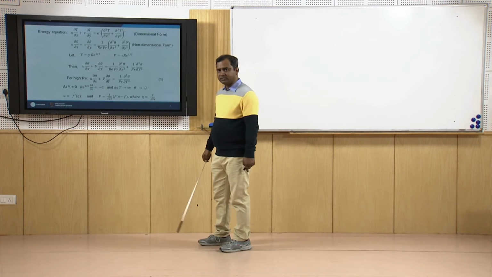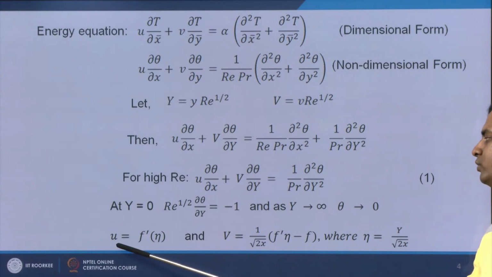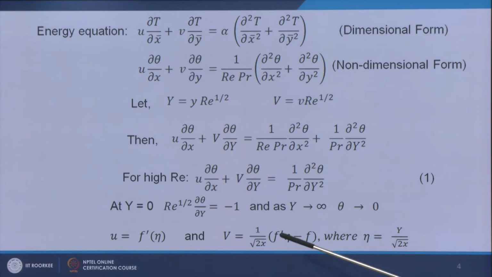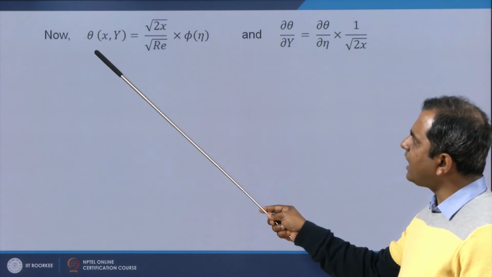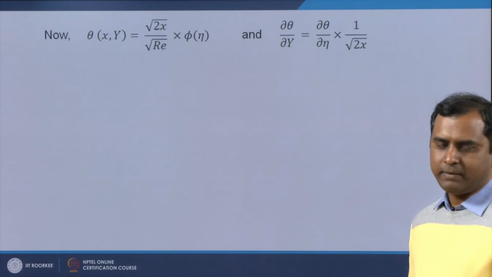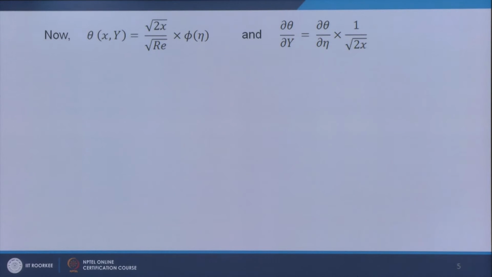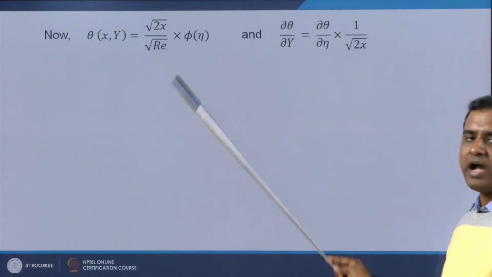Now as we have done in the previous lecture also, we will take eta as capital Y by root over 2x, the similarity variable, and using this we can write u equals f dashed of eta, and v is 1 by root over 2x into (eta f dashed minus f). So this we can take from your fluid mechanics knowledge. Then let us define theta as a function of eta in this fashion. Theta is nothing but your non-dimensional temperature profile in x and capital Y coordinates, and we write it as root over 2x by root over Re into phi of eta.